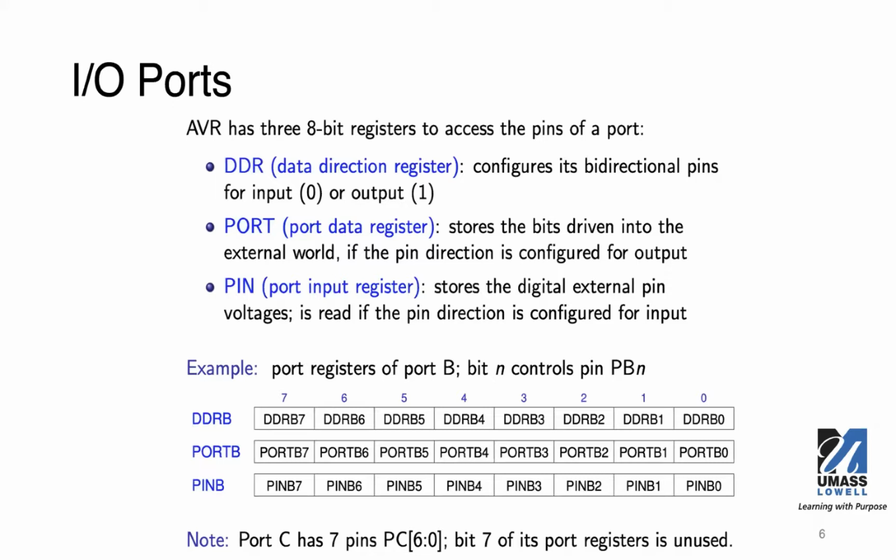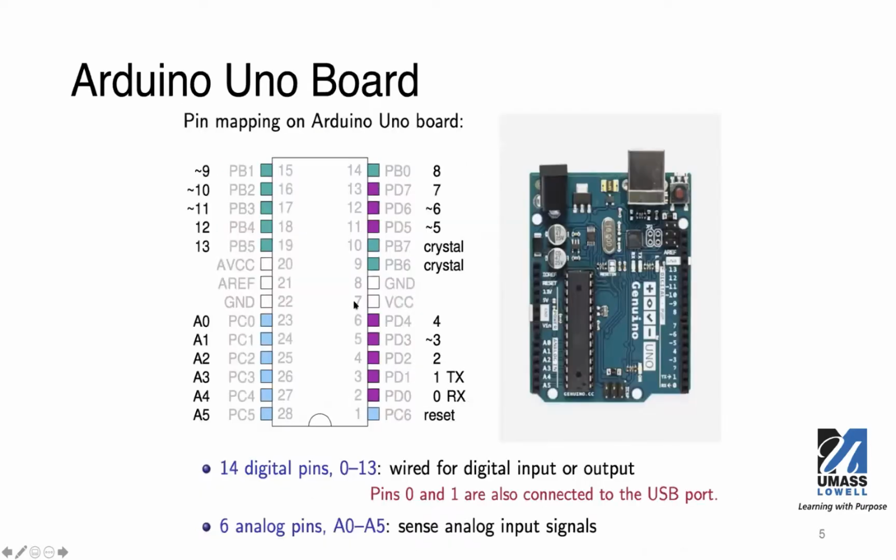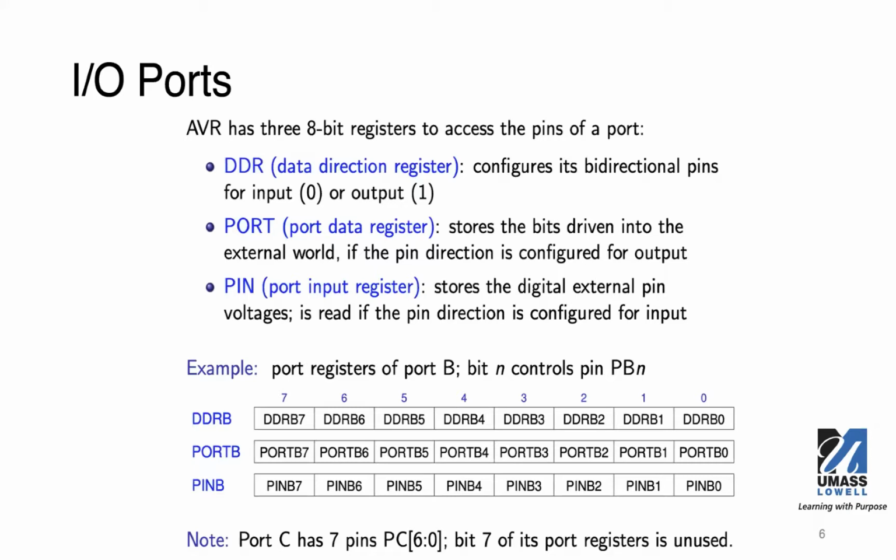And this is a very typical pattern that people use in different microcontrollers. In PIC microcontrollers, they have exactly the same design. Just the names of these registers are a little bit different, but they also have a direction register to control the direction, one register for output, and the other register for input. So it's important that you understand this.